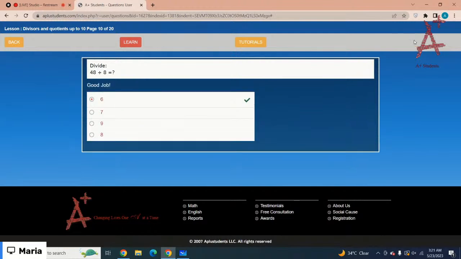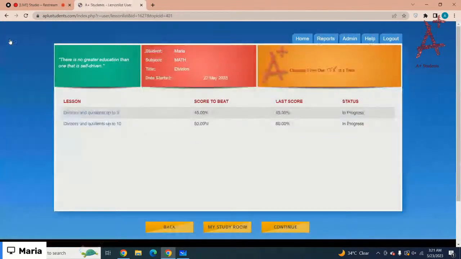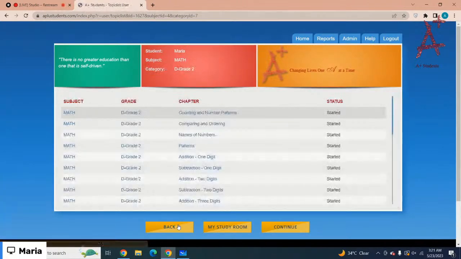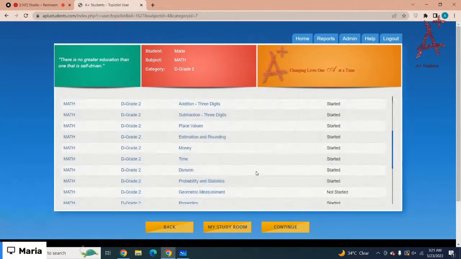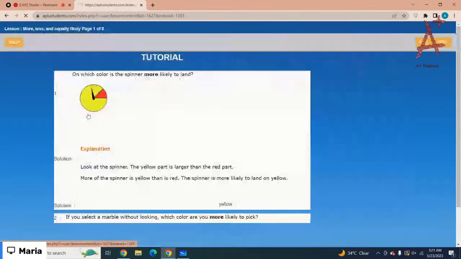Okay, you can complete the test by yourself later today. Let's just move on to the next lesson. We're going to start a new chapter, that is probability and statistics. Let's just start with the lesson. So here I am on the next chapter, probability and statistics. Let's start with the first lesson, most, more, less, or equally likely.